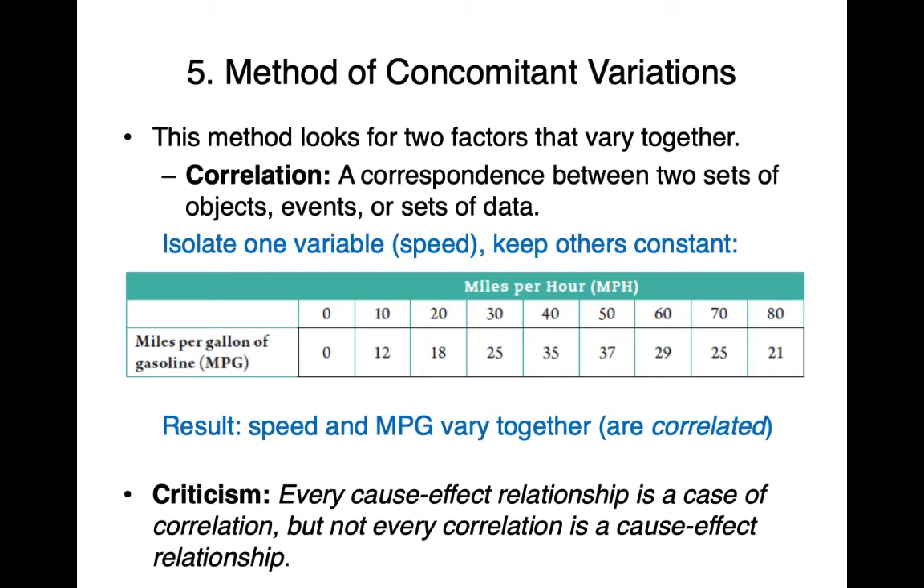So here's a little chart detailing the range of miles per hour that someone gets per gallon of gasoline. Miles per gallon versus how fast someone drives, 0, 10, 20, 30. And we notice that speed and miles per gallon vary together. The faster you go, the more miles per gallon. The more gasoline gallons you consume. Be careful. Every cause-effect relationship is a case of correlation, but not every correlation is a cause-effect relationship.